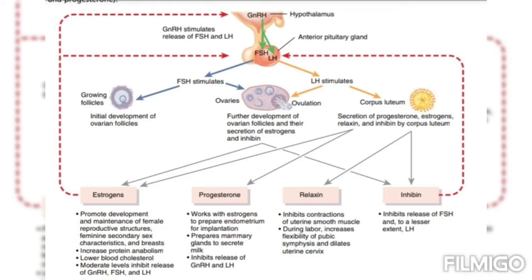At the mid of the cycle, LH will trigger ovulation and then promote the formation of the corpus luteum. The reason for the name luteinizing hormone is that corpus luteum. By stimulation from LH, the corpus luteum will produce and secrete estrogens, progesterone, relaxin and inhibin. These are the four different types of hormones that will be regulated: estrogen, progesterone, relaxin and inhibin.